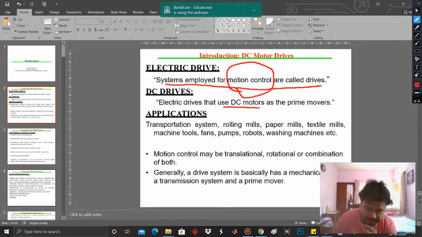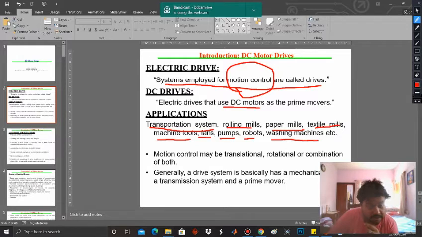where they are used. So the applications of DC drives are transportation system, rolling mills, paper mills, textile mills, machine tools. Different types of machine tools are there. So there you require DC motor drives, fans, pumps, robots, washing machines, etc.